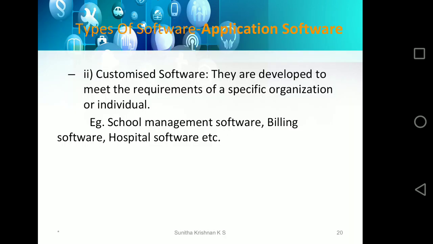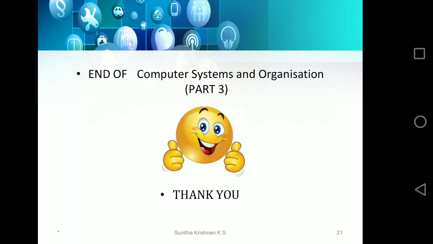And again, customized softwares are developed for a particular firm. For example, they need a software which is usable by that hospital only. So that is another application software which is customized for that particular hospital. Maybe for a bank you are creating a software, that is also an application software which is exclusively created for them. So that's about application softwares. So thank you.